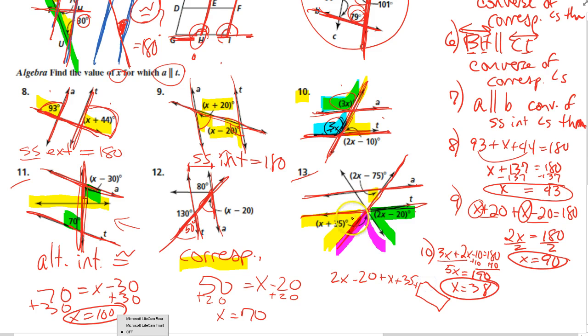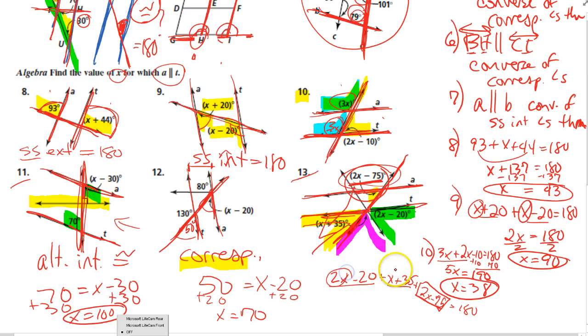But wait, I do know something. This yellow angle right here, which is what I need to fill in right here, along with this angle right here, those would be corresponding angles. Corresponding angles are congruent. So I could actually substitute the value right here for this angle, this yellow angle that I need. So 2x minus 20 plus x plus 35 plus 2x minus 75 has to add up to 180.